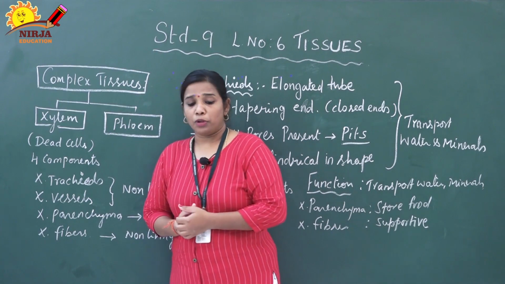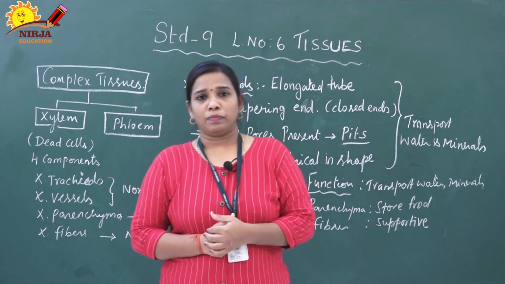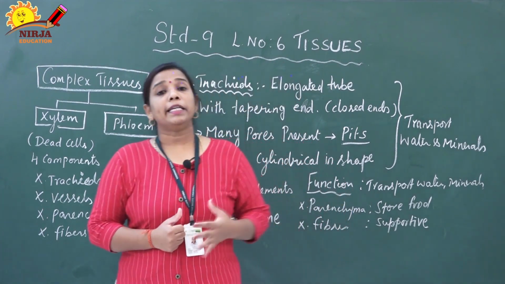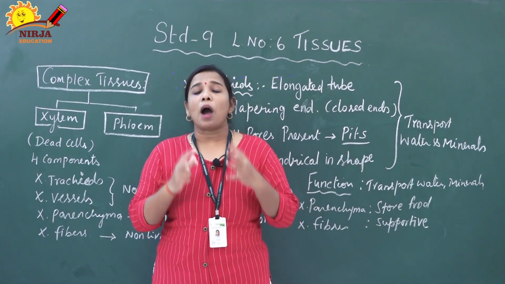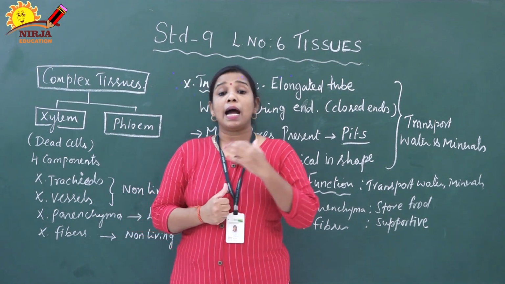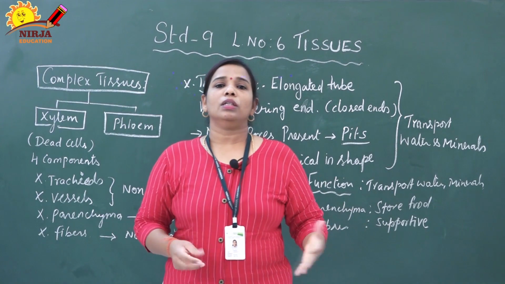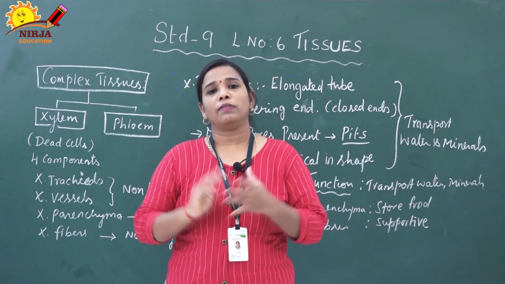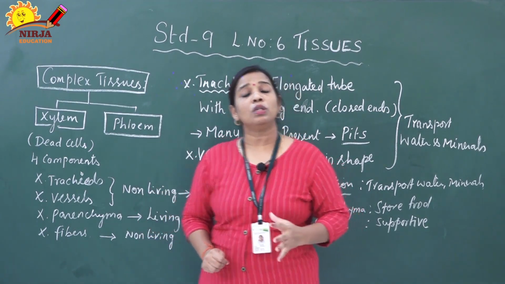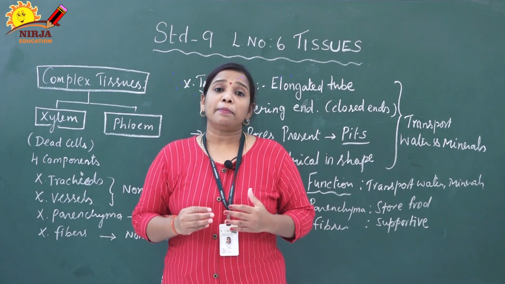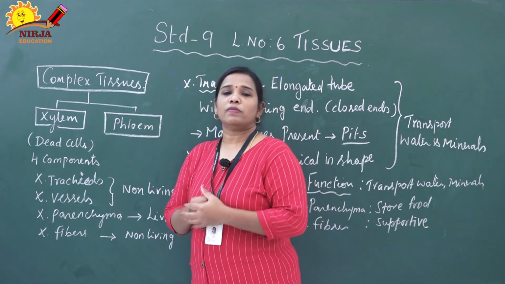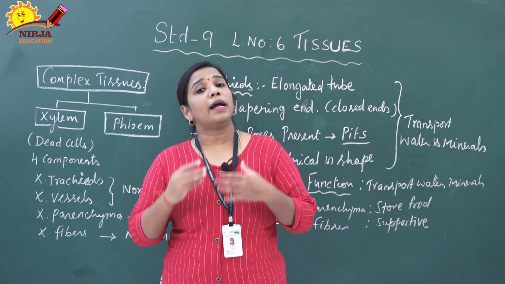Before knowing these components, we should know what is xylem. As we all know, xylem is a complex permanent tissue. Where is it present? It is present in the plant, particularly abundantly present in the root region. At the same time, it is scatteredly present in the leaf, stem and other parts of the plant. So the occurrence of xylem means it is mostly present in the root region and scatteredly present in stem, leaf, etc.